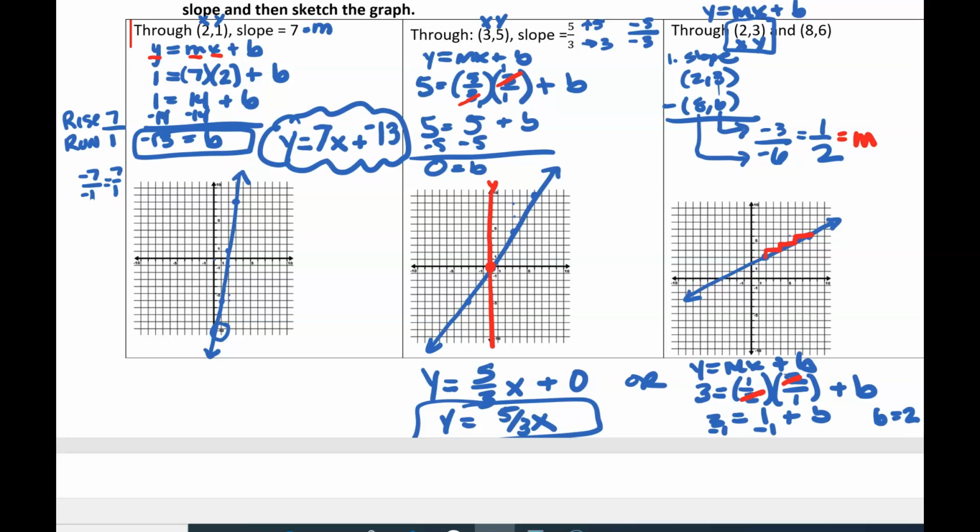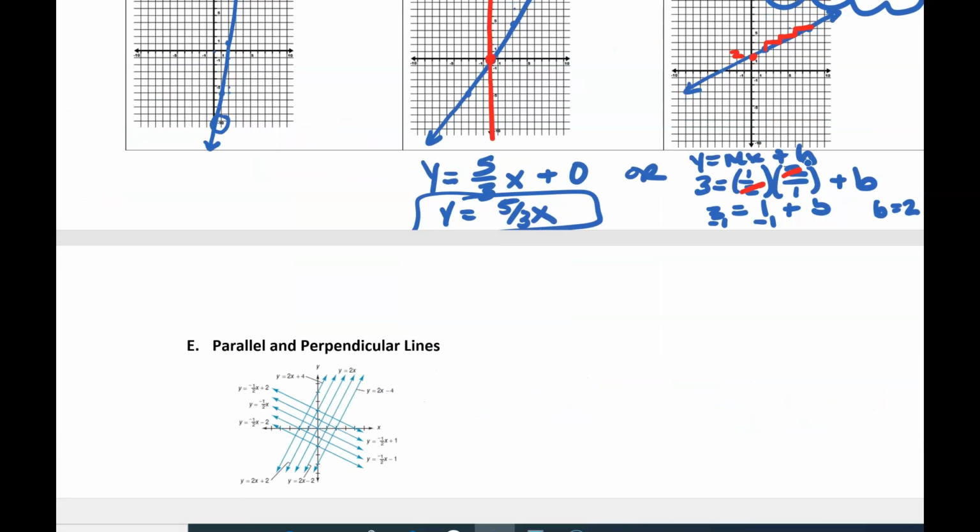And it looks like, from the graph, it crosses at 2 anyway, so that's a nice confirmation there. So our final answer is going to be y equals our slope 1/2 x plus 2. So y equals 1/2 x plus 2.